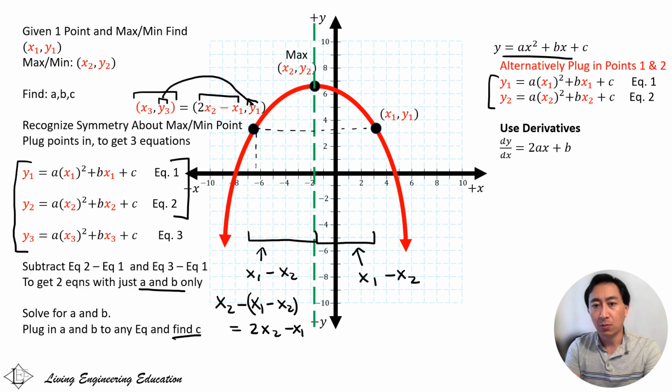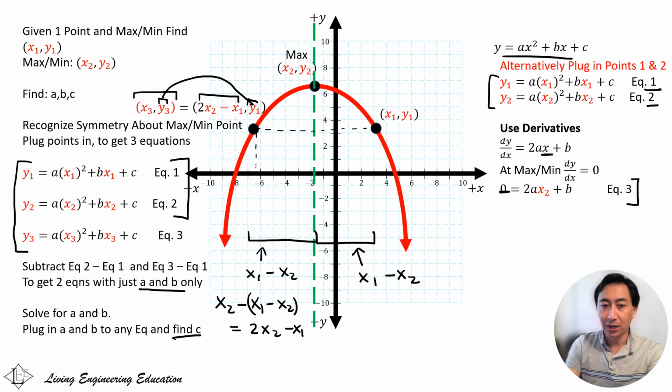At maximum or minimum locations, the derivative is equal to 0 by definition. So if I say x2 is my maximum or minimum point, then I can plug x2 into my derivative and equate that to 0. So 0 equals 2ax2 plus b. This will become my third equation. So using equation 1, 2, and this new third equation, I can solve for it.